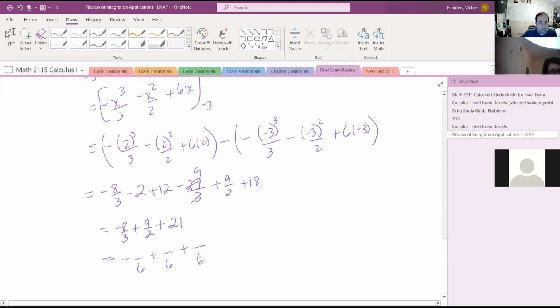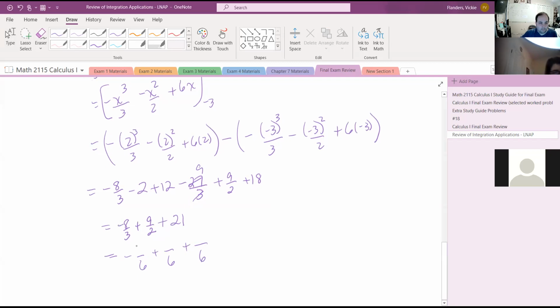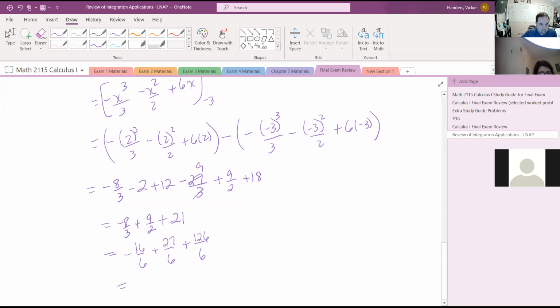and your calculator would do this for you if you do that. I just like to do it the old-fashioned way. So I get 16 over 6, 2 goes 3 times 27 over 6, and 21 times 6 is what? 126. 19 instead of 21. Yeah.